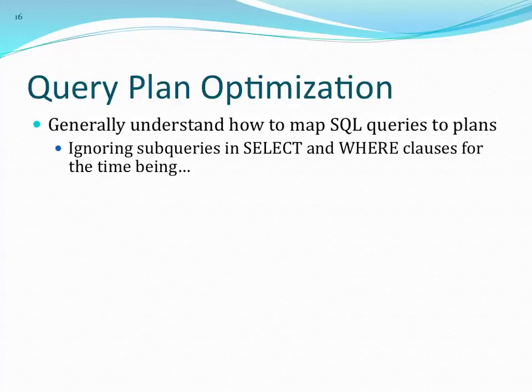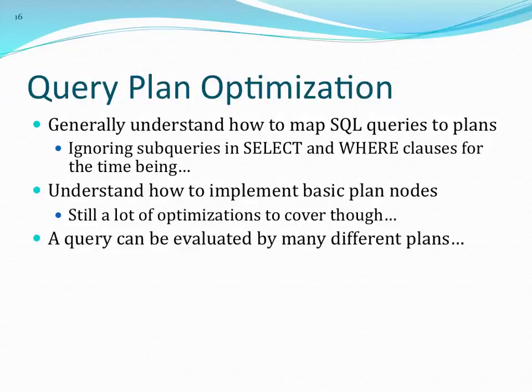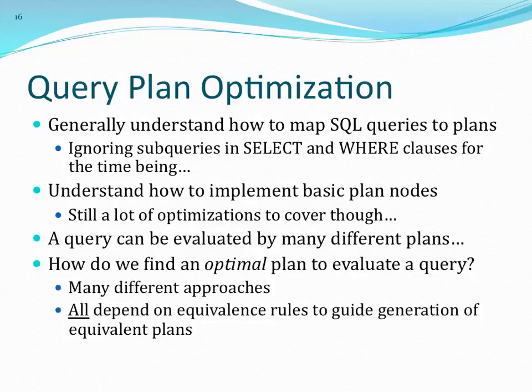So, given that we do have a general understanding of how to map these queries to plans, and I am ignoring subqueries and the select and where clauses, I don't want to make any promises, but I'm going to try to revisit that topic on Monday or Wednesday, depending on how much we get through today. And we understand how to implement plan nodes, and we have a lot of different ways that we can evaluate a given query, so we can generate many plans for a particular query. So the question is, how do we find an optimal plan? How do we figure out the best way of executing a particular query?